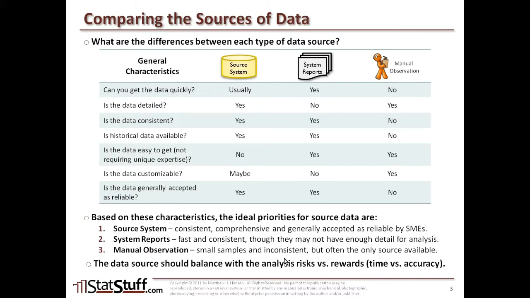But whatever the data resource is that you're using, you should make sure that you balance that resource with the analysis risks versus rewards. Again, back to the issue of time versus accuracy. We need to consider if the more important issue is to get something faster, then we might need to draw from our source system or system reports. However, if the more important issue is to get accuracy and we don't necessarily have the data available in the source system or we can't get it so fast and ensure that it's accurate, then again we might find ourselves leaning toward that manual observation method as our primary resource for collecting data.